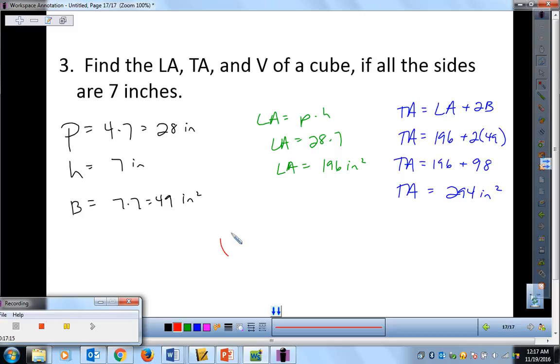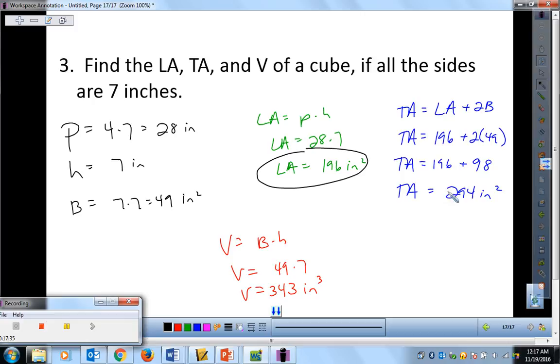One last time with the volume equals the area of the base times the height. Volume equals area of the base is 49. Height is 7. That's going to end up equaling 343 inches cubed. So again, my answer is lateral area 196 inches squared. Total area is 294 inches squared. Volume is 343 inches cubed.